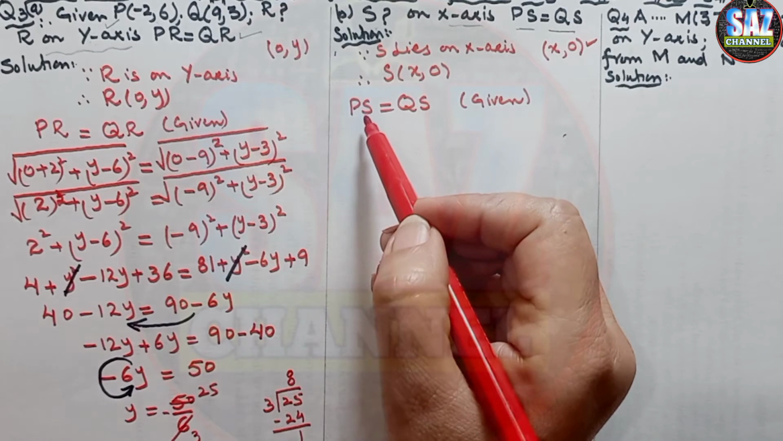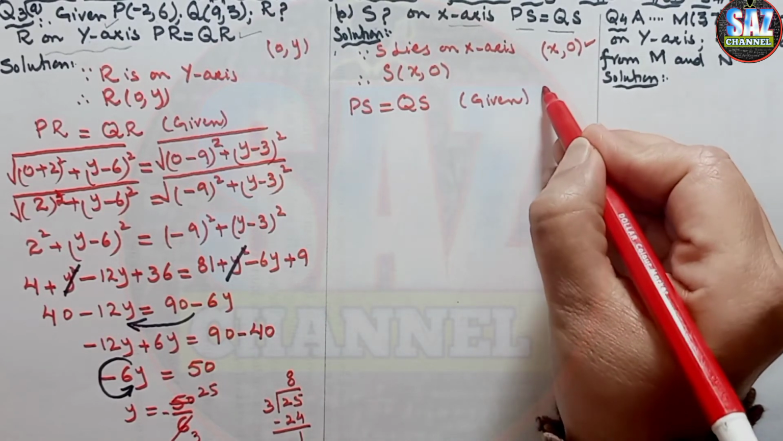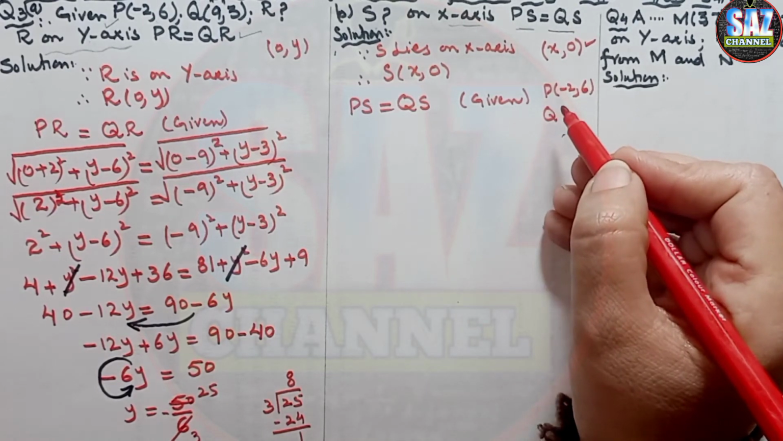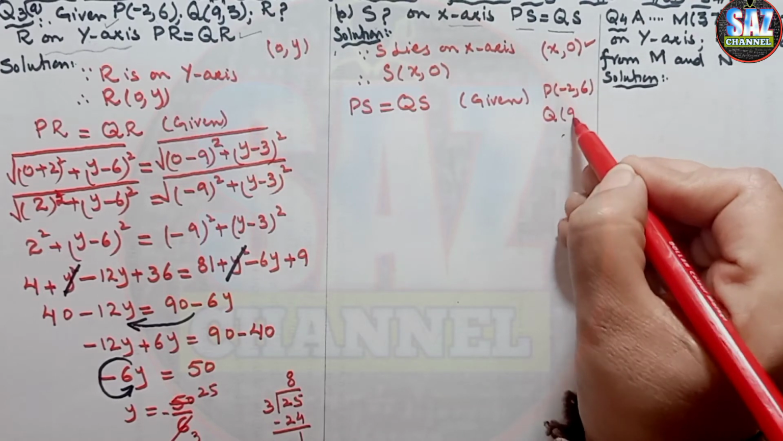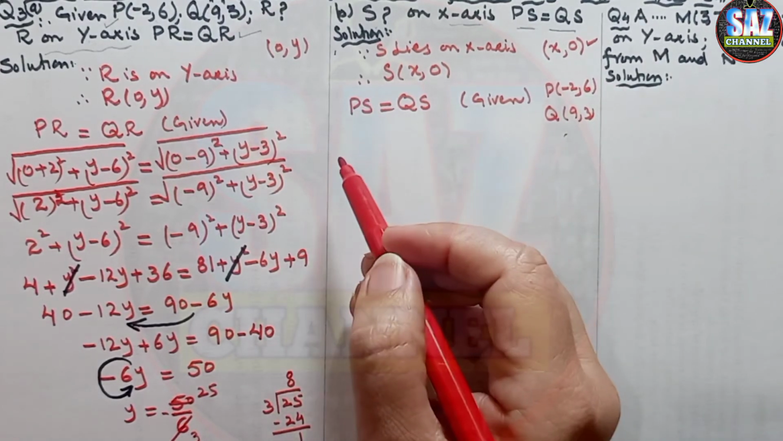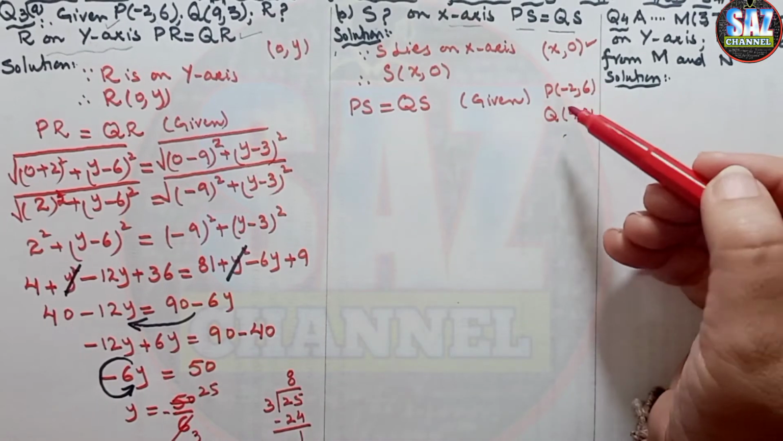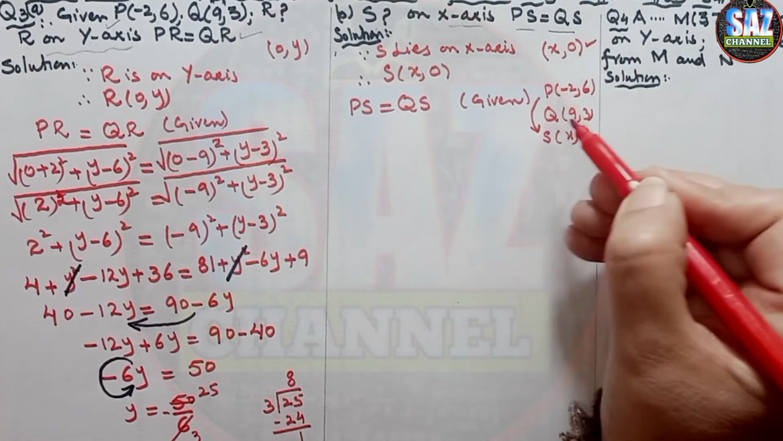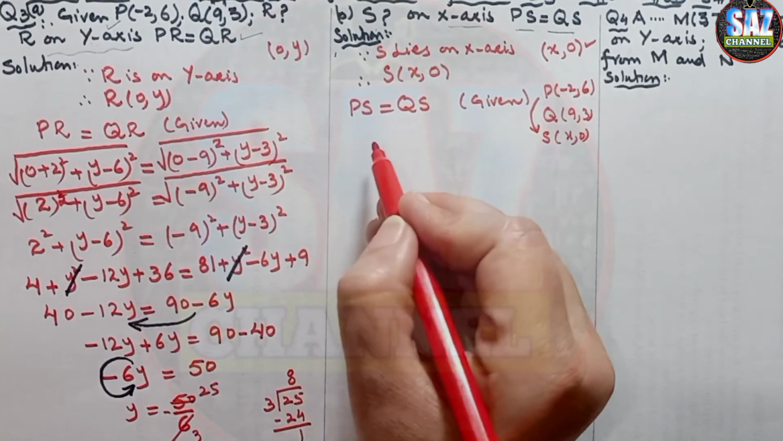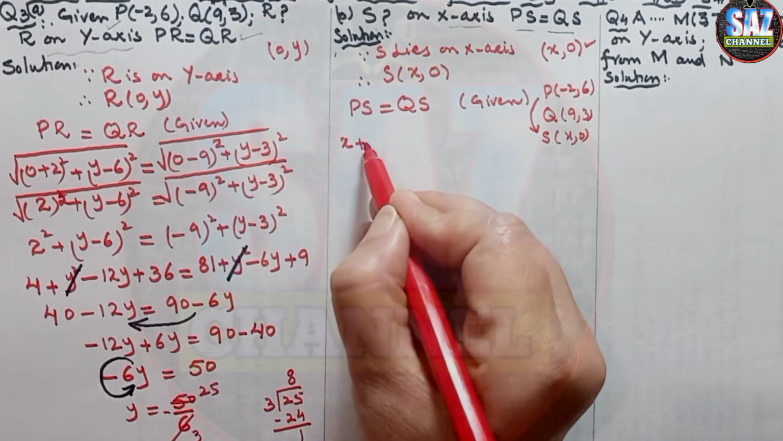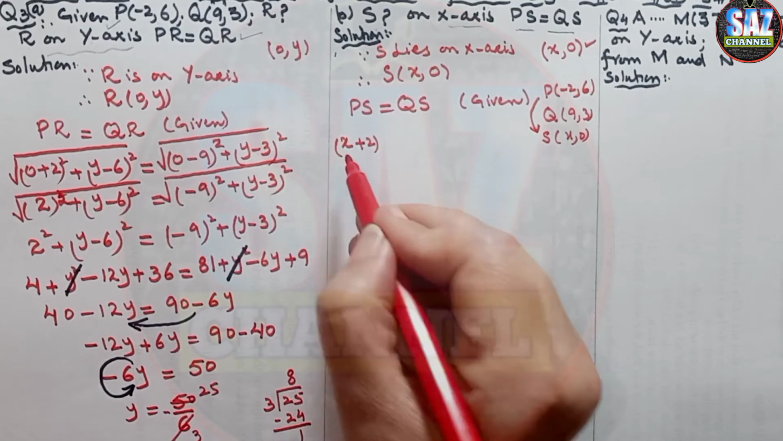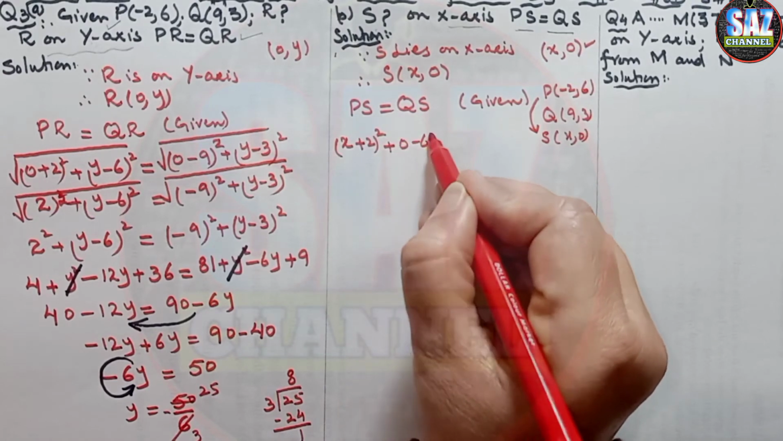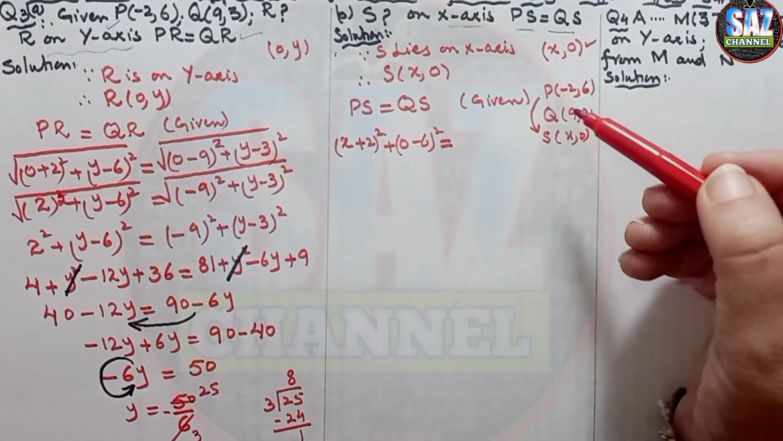Now distance between P to S, P has the coordinates minus 2 and 6, and Q has the coordinates 9 and 3. Yes, 9 and 3. Now we have to apply the condition that P to S distance, and S is x and 0. PS, that means x plus 2, x1 minus x2, whole square, plus 0 minus 6 whole square will be equal to QS.